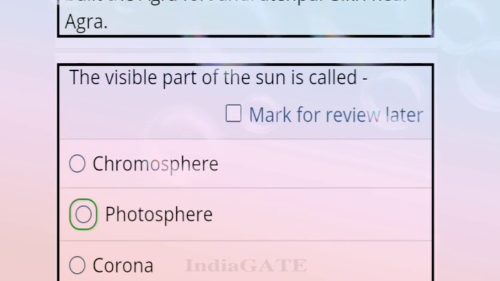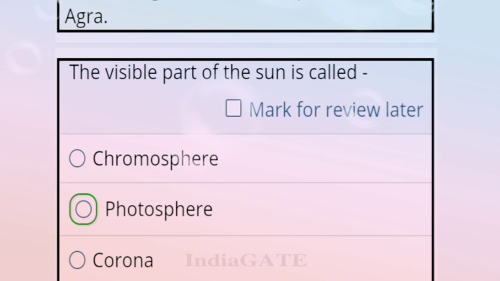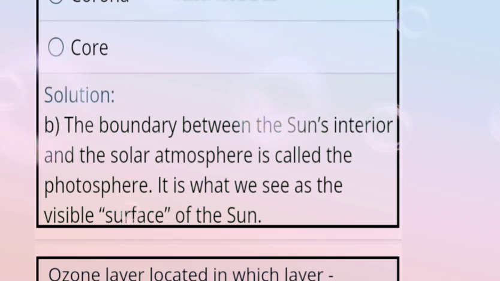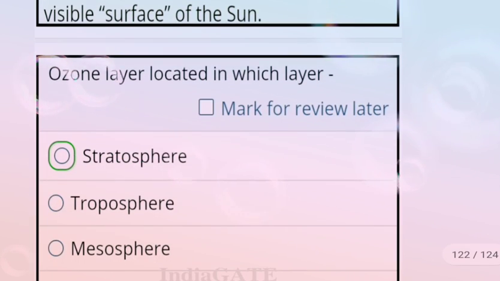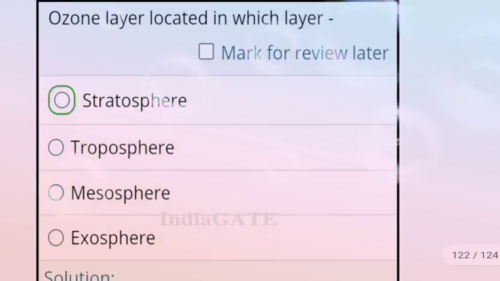Next question, the visible part of the sun is called. So this is called the photosphere. More information is given: the boundary between the sun's interior and the solar atmosphere is called the photosphere. It is what we see as the visual surface of the sun. Next question, the ozone layer is located in which layer? So the correct answer is option A, stratosphere.